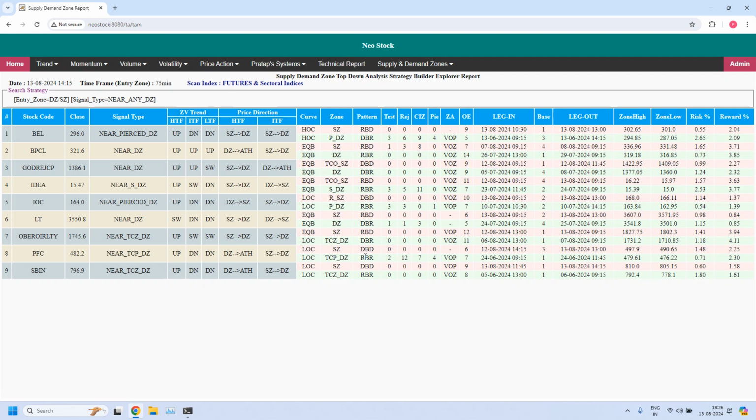This is the low priority one. And next one is PFC, having a high liquidity demand zone, but this is not valid. Already it is pierced. Next one, SBI in low priority high liquidity zone.